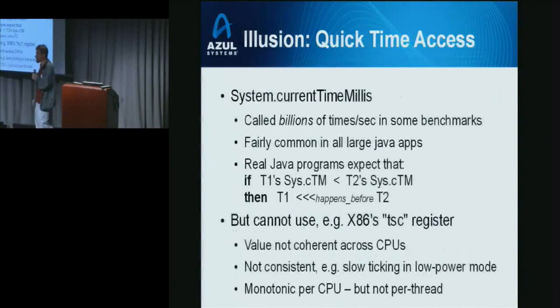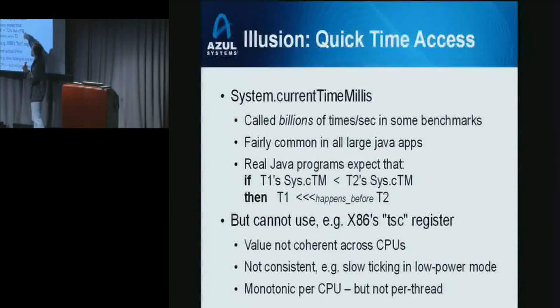Okay, change topics. Quick time access. System.currentTimeMillis. The reason it's in these slides is because it turned into one of the grossest hacks floating around inside of HotSpot. And I've come to discover today that Google has replicated the hack over again. Under some particularly interesting benchmarks, a winning score will be called billions of times a second. So that's not millions, it's billions of times a second. But it is actually fairly common in all large Java apps. People timestamp a lot of things a lot of the time. They like to throw their timestamps out, and they do that by calling currentTimeMillis.